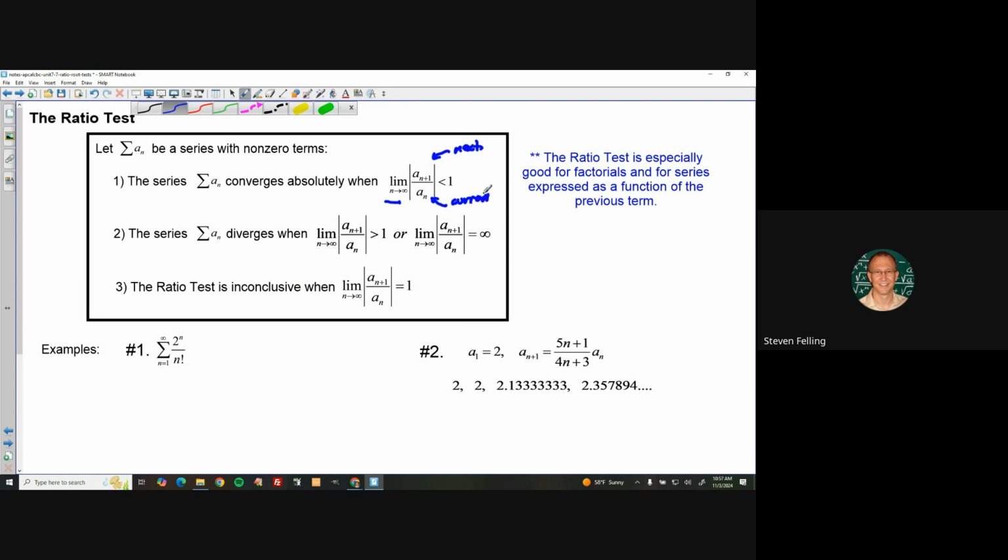So you're taking the ratio of two terms, one after the other, and it specifically has to be in this order. That's going to be the top and then the bottom. Okay, so the next term divided by the current term. It turns out that this series converges absolutely when that limit is less than 1, and it diverges when it's greater than 1 or infinity. Unfortunately, the test is inconclusive when it's equal to 1.